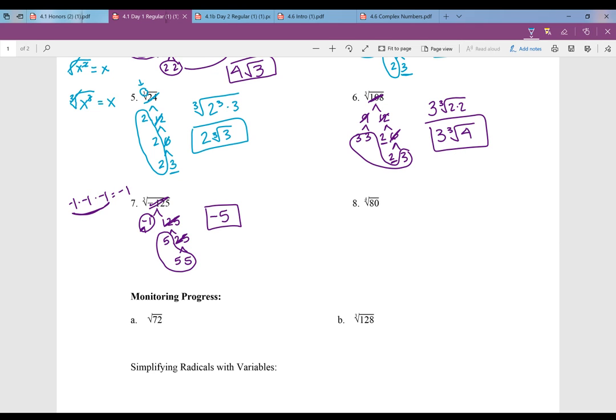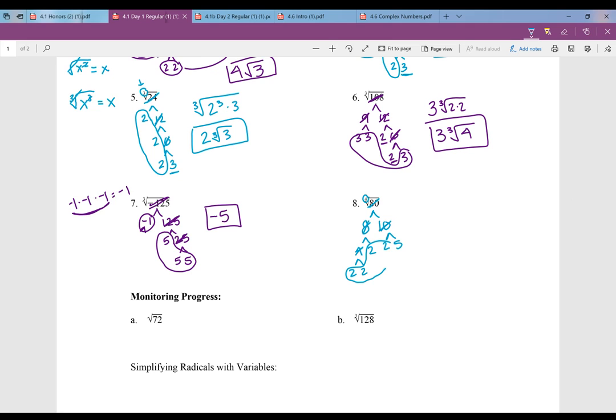Okay, lastly for number 8, we're going to do the fourth root of 80. So this time, since it's a fourth root, we're looking for groups of 4. So if we break down 80, well, let's say 8 times 10. Okay, 8, we know that could be 4 times 2. And 2 is 2 times 2. Now if we look at 10, that's 2 times 5. And 2 and 5 we can't break down anymore.